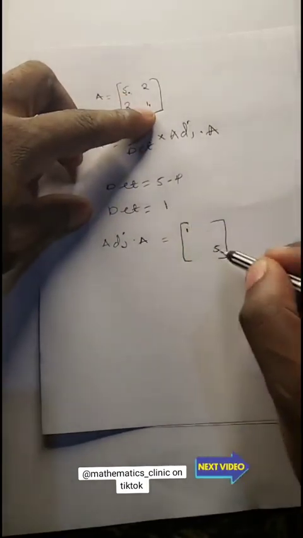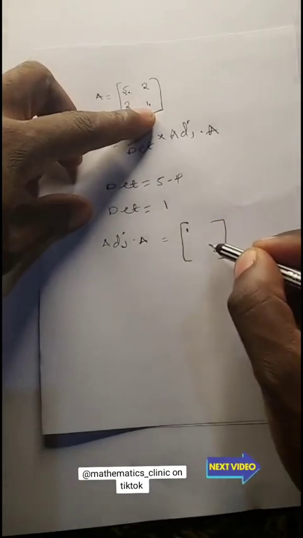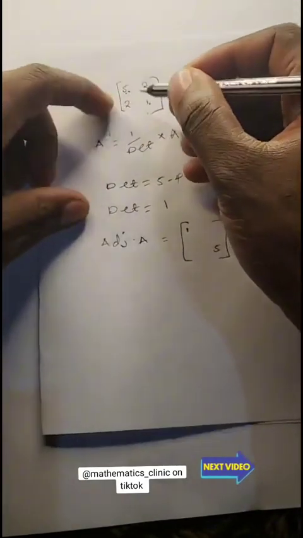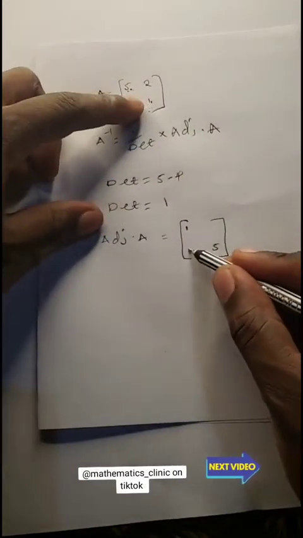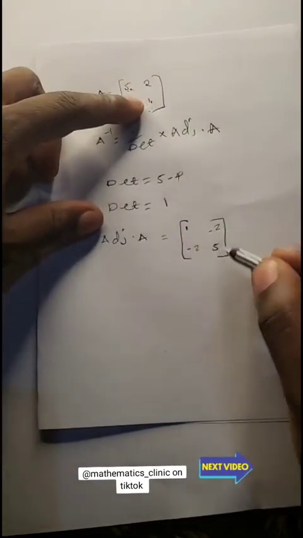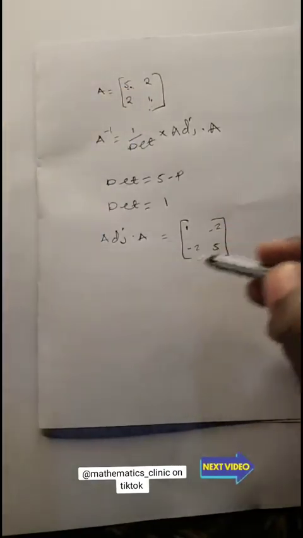Only in the major diagonal. In the minor diagonal, only the sign changes. Since they are both positive, they become negative. Okay, this is how you get to find the adjoint.